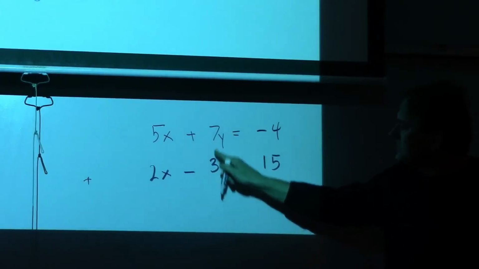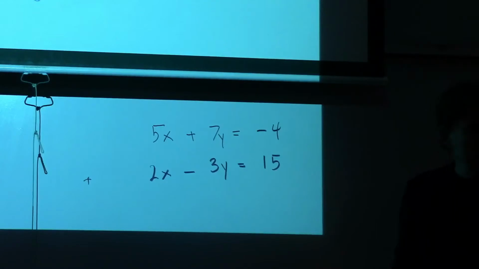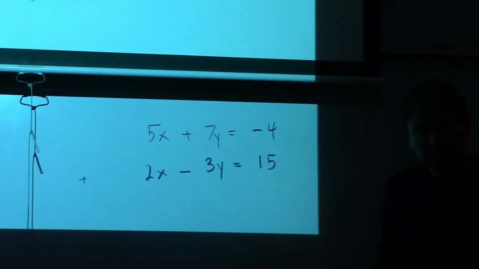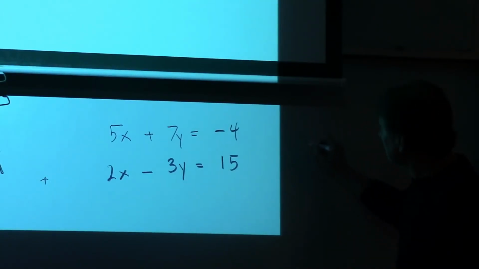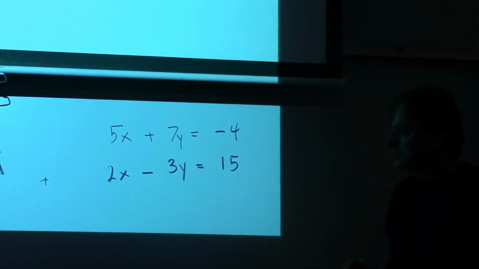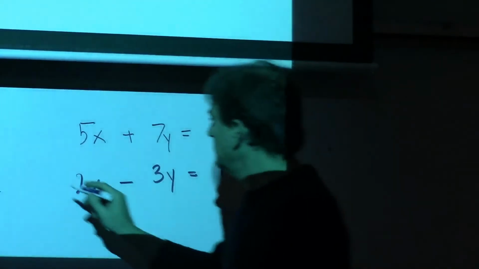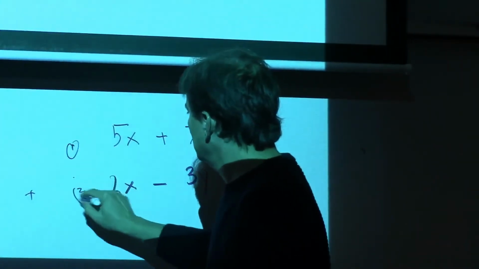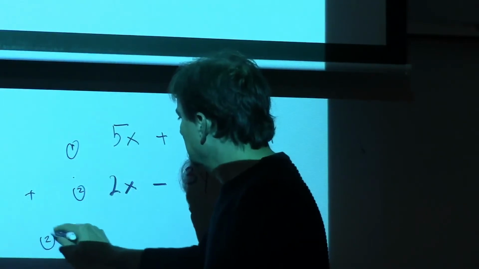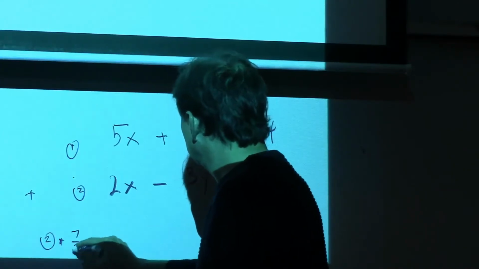How many times 3 is 7? 2 times 3 is 6. One remainder. So 2 and a third. And 2 and a third is 7/3. Right? 7/3. So what I'm going to do is take equation number 2, this is equation number 1, number 2, and I'm going to multiply equation 2 by 7/3.